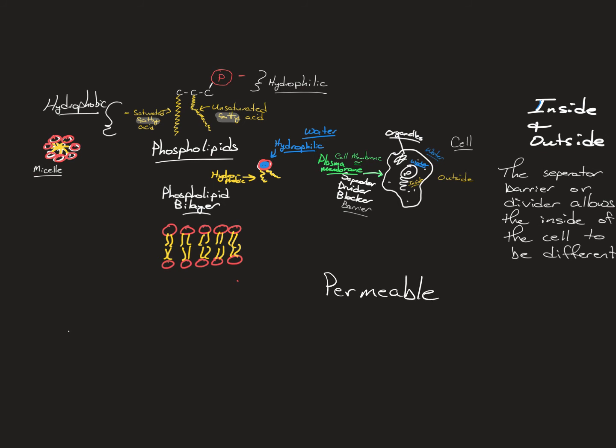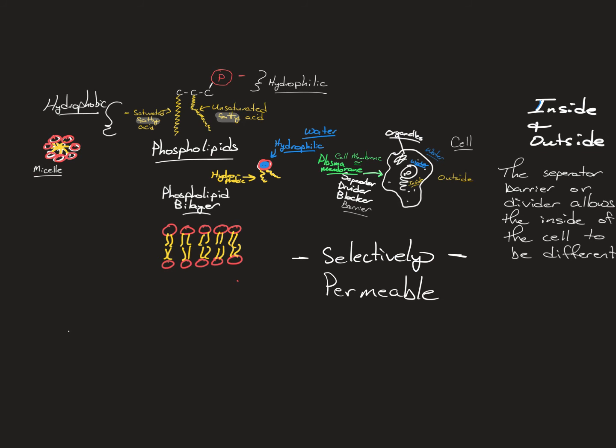Permeable. That means things are allowed in or out. But we call it selectively permeable. It allows certain things in and out. It chooses what to allow in and out of it. Like your house. You don't let just anybody walk in, right? I hope. Only people that are allowed to walk in.